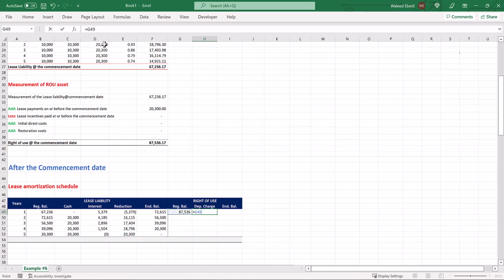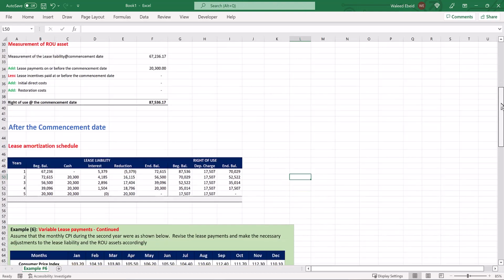The beginning balance of the right of use is depreciated over the lease term of 5 years. Then the ending balance of the right of use asset for the first year. And here we go. A zero balance for the right of use asset at the end of year 5.